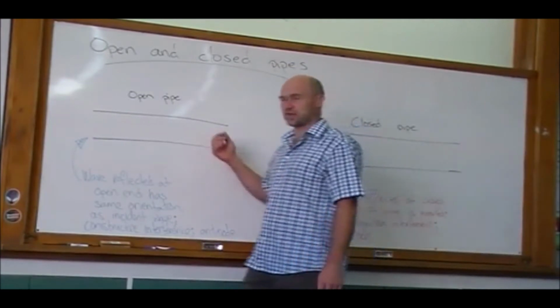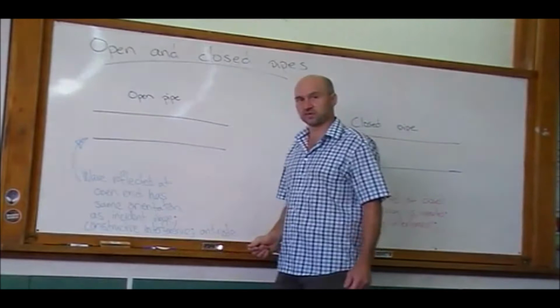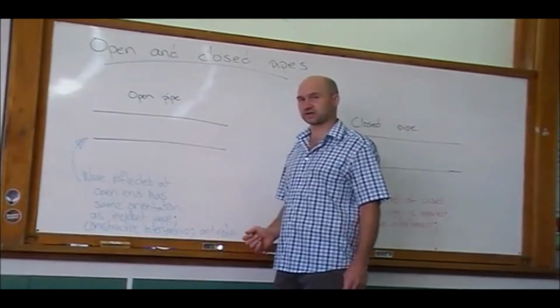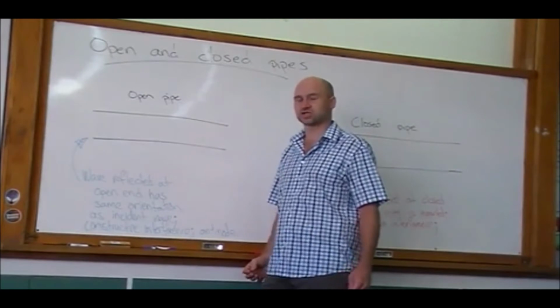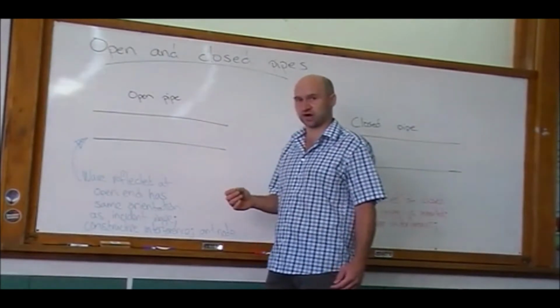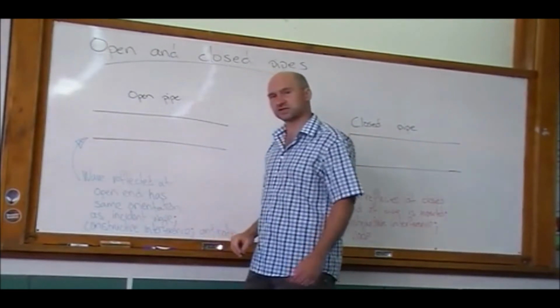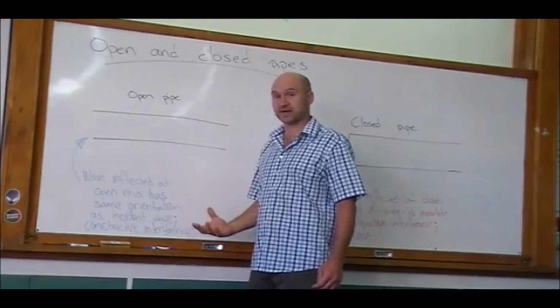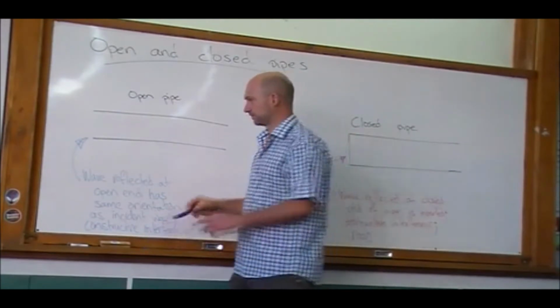The weird thing about wave reflection at the open end of the pipe is that the reflected wave has the same orientation as the incident wave. It's just like reflecting a wave from a free end of a string. And so that means we're going to get constructive interference happening at the open end of a pipe, and that's going to cause an antinode.